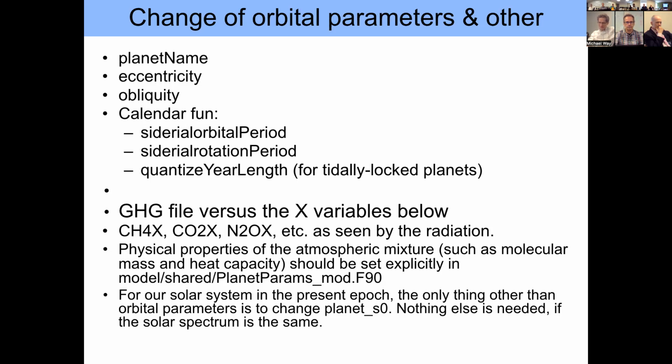So you have to specify the sidereal orbital period, which is the rotation around the star, and the sidereal rotation period, which is the rotation around its own axis. And quantized year length is a Boolean parameter, true or false. Normally, for your convenience, you want your year to have an integral number of days. So quantized year length equal to true, or yes, would mean that your rotational period will be slightly adjusted so that you have an integer number of days per year. That is much more convenient for outputting diagnostics, rather than having a moving new year where it's difficult to keep track of things.